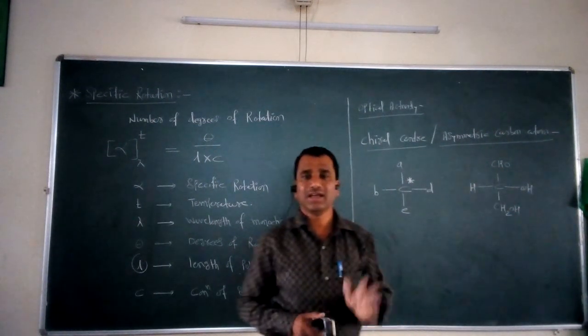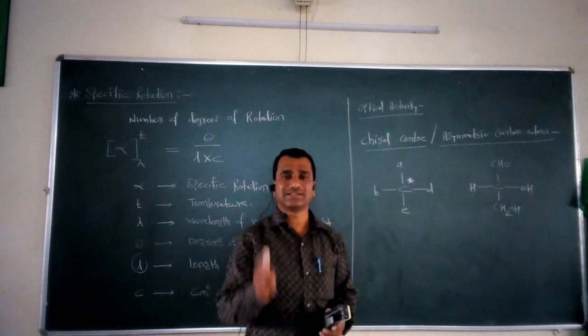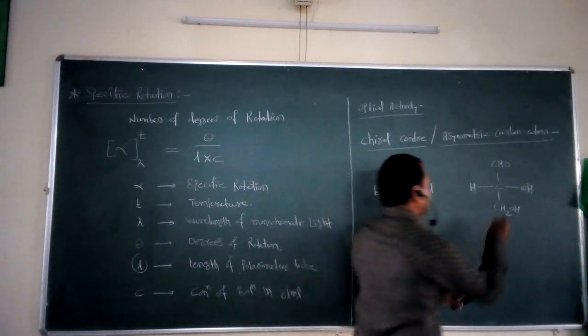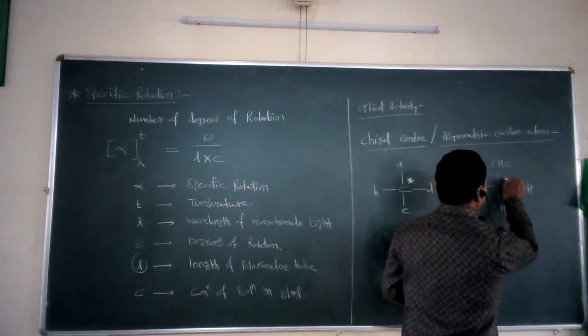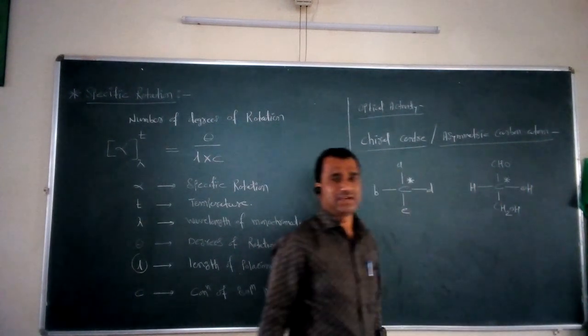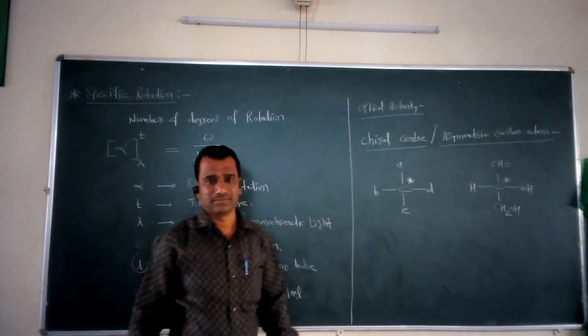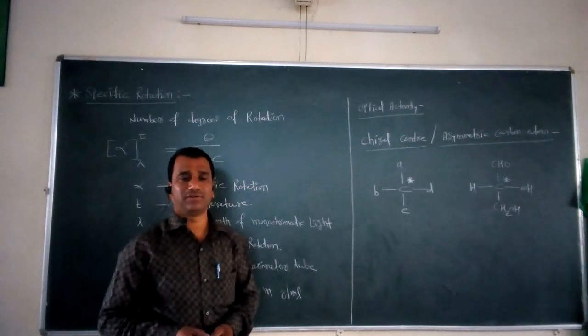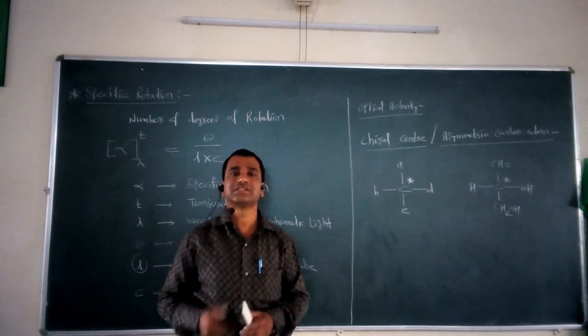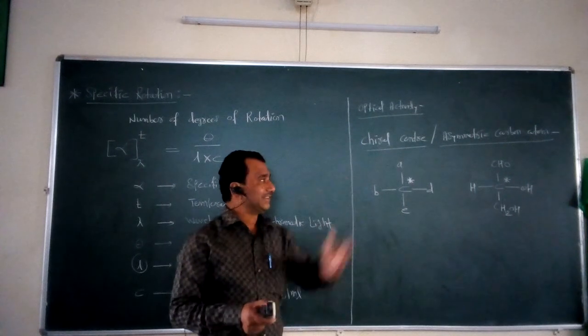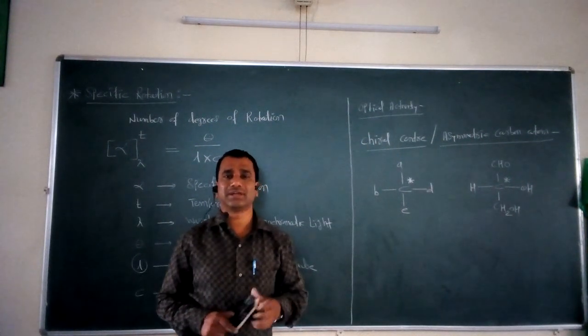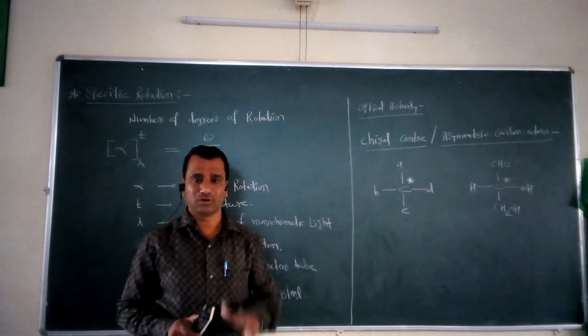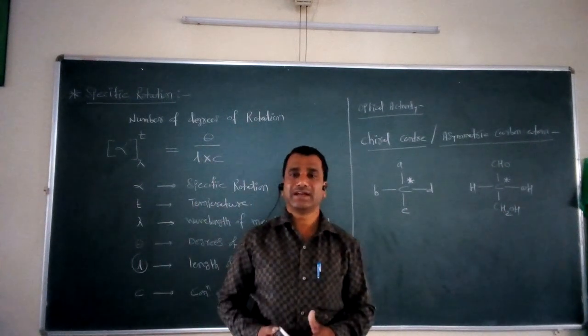So we can say that this molecule possesses one chiral center or asymmetric carbon atom. That is, this centrally situated carbon is called the asymmetric or chiral carbon atom. So this is a simple example of a chiral center or asymmetric carbon atom.